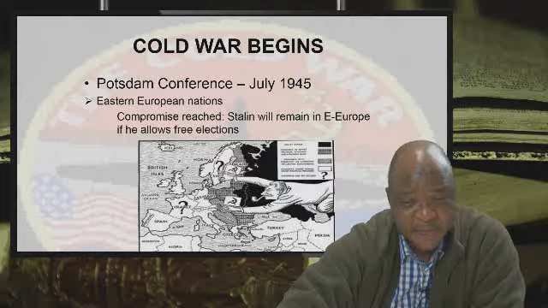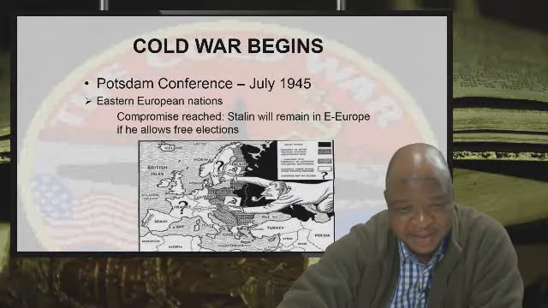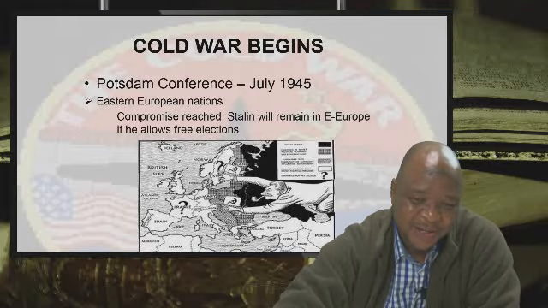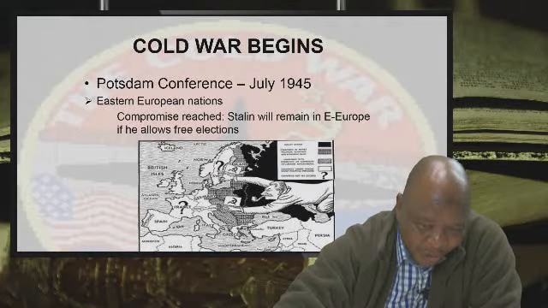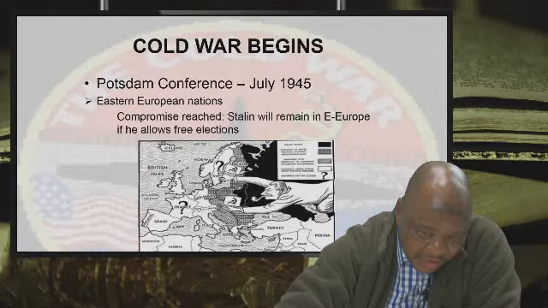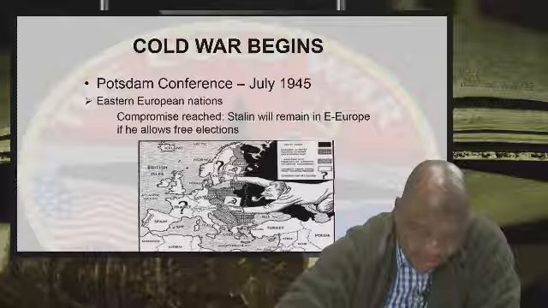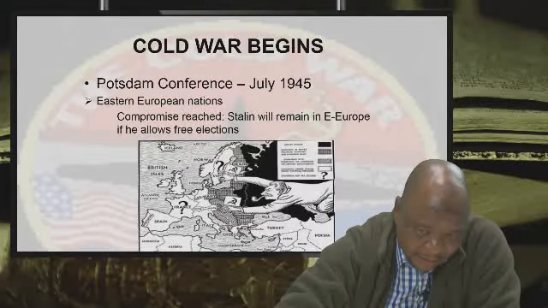And this photo here depicts Stalin and what he was intending to do. Stalin, from the east, from the USSR, wanted to do all that he could to keep control over the satellite states. By satellite states, we mean those states that were under the control of the USSR. Why was he interested? You can see them, they're forming a line here.